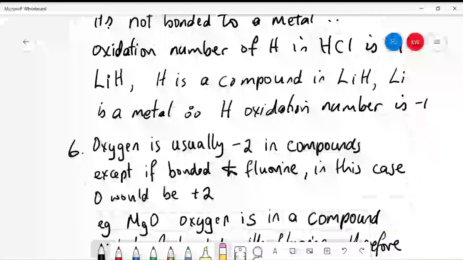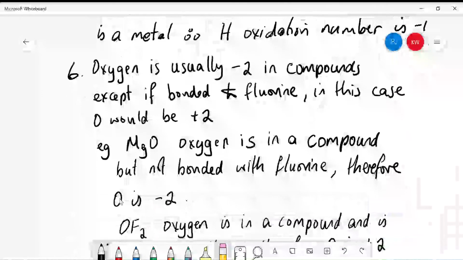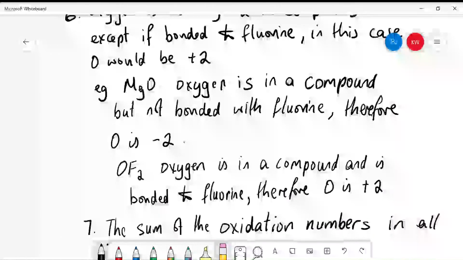Now we're down to rule number 6. Oxygen usually has a -2 if it's in a compound, except of course if it's bonded to fluorine, the most electronegative element. So in that case, oxygen will have a +2. Here we have an example, magnesium oxide. Oxygen is in a compound here, and it's bonded to magnesium, not fluorine. So the oxygen is going to be -2. Whereas if it's bonded to fluorine, the oxygen is going to be +2.